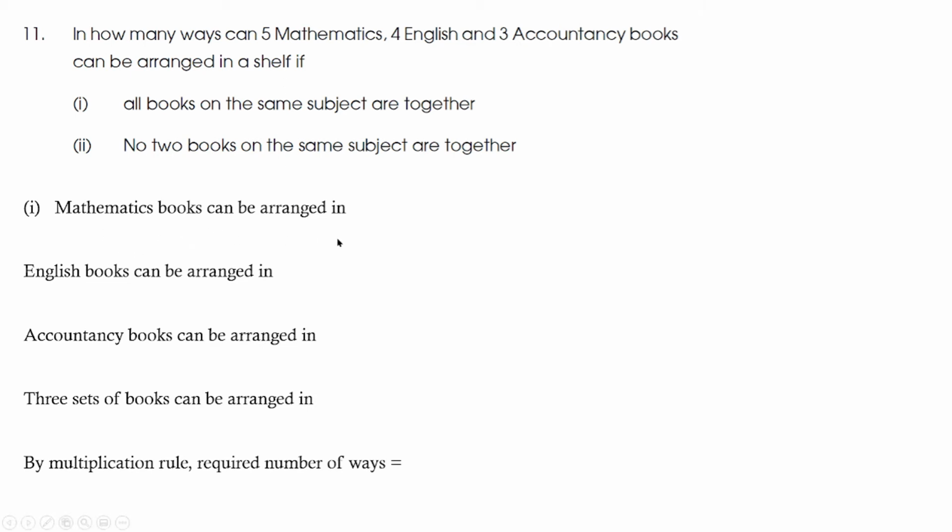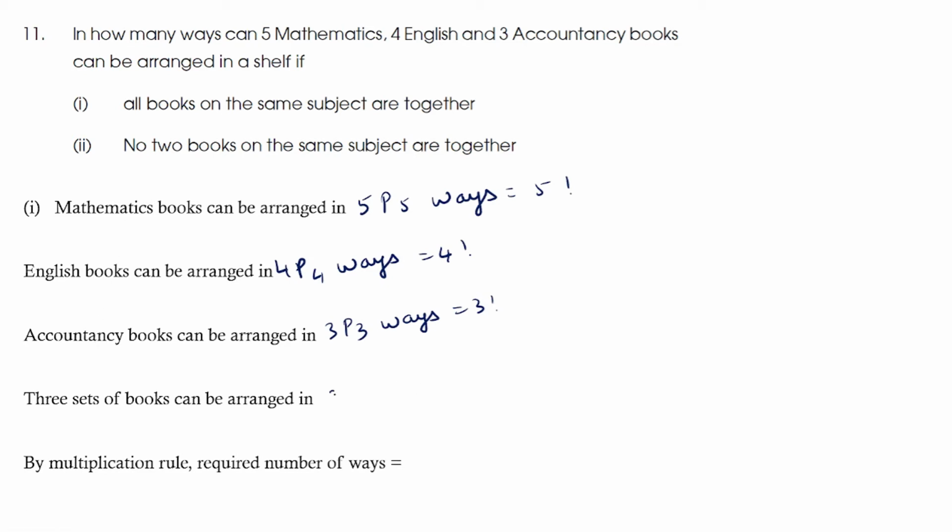Mathematics books: there are 5 maths books, so they can be arranged in 5P5 ways, or it is equal to 5 factorial. English books can be arranged in 4P4 ways. This is equal to 4 factorial. Accountancy books can be arranged in 3P3 ways. This is 3 factorial. We have 3 sets of books. These 3 sets can be arranged in 3P3 ways, or this is 3 factorial.